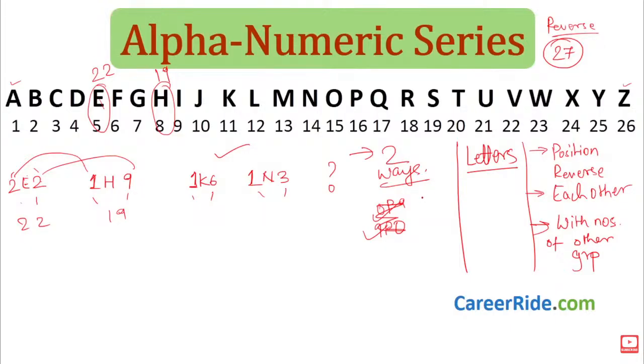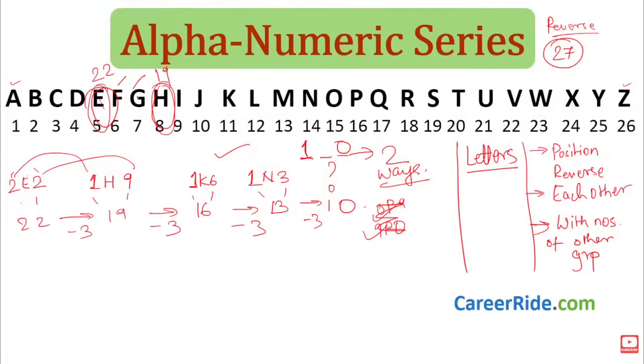Now what is the second logic? Over here 2 and 2 is 22, 1 and 9 is 19, 1 and 6 is 16, 1 and 3 is 13. If you observe closely, what is happening is that minus 3, minus 3, minus 3. So by default next one will be minus 3, this will be 10. So that means the three positions which are there, this is 1, this is 0. We have to find the letter. E is over here, H is over here. There is a gap of 2.